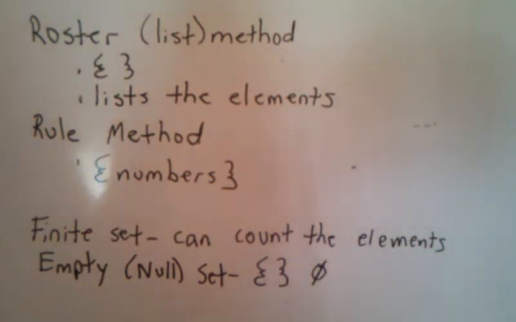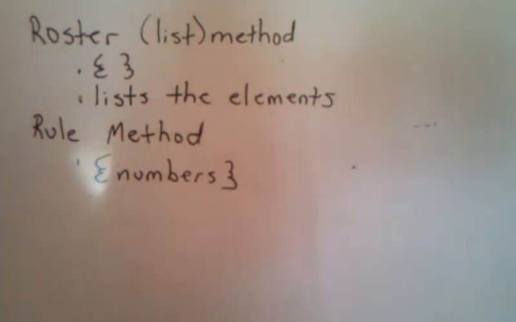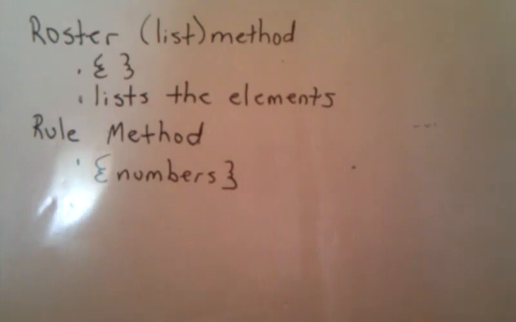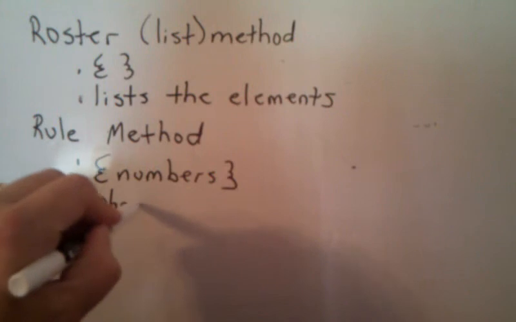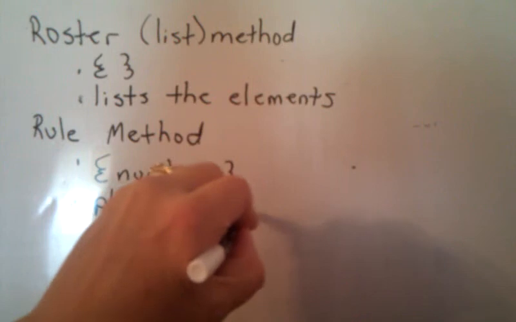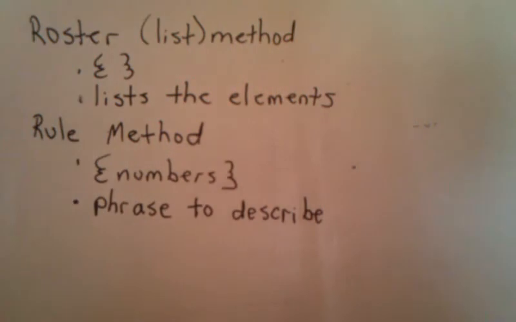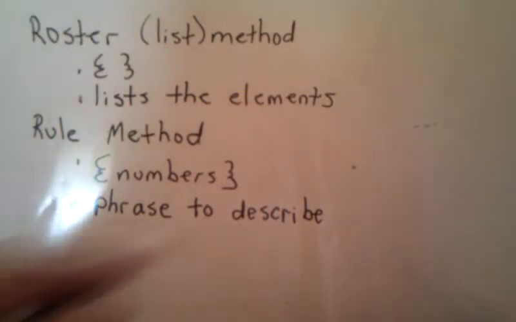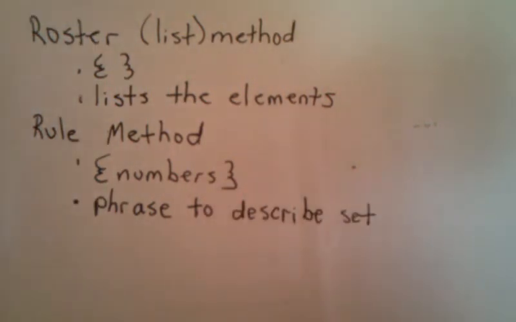I don't list the elements. I just put a phrase that describes the elements in the set. So it doesn't list them. It usually has a phrase. I know right there I just put in a word. Phrase to describe the set. Okay?